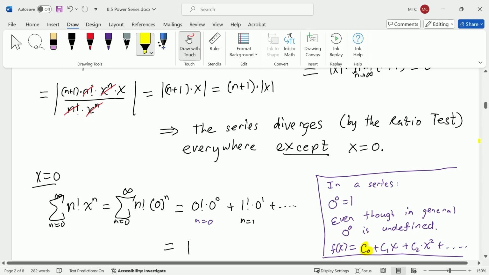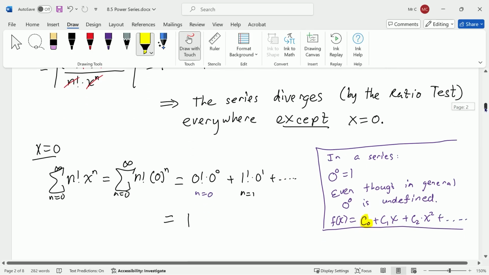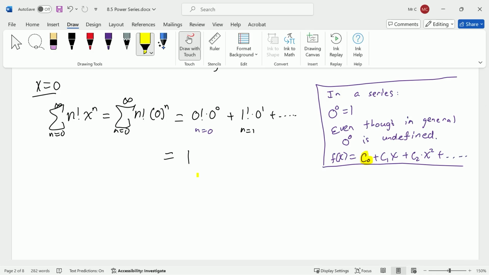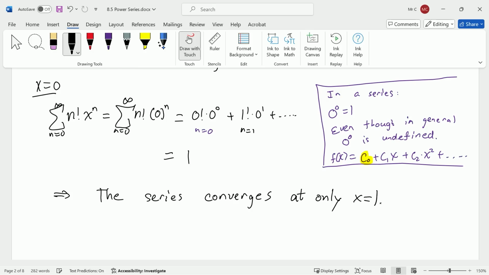Okay, so with that being said, all the other terms, 0 to the first power, to the second power, etc., will all be 0. So we can actually evaluate this sum, its exact value, when x is equal to 0, which means that the series converges at x equals 0, but only at x equals 0, because we already showed that it diverged everywhere else. Sorry, I said x equals 1 earlier; at x equals 0 the series is equal to 1.